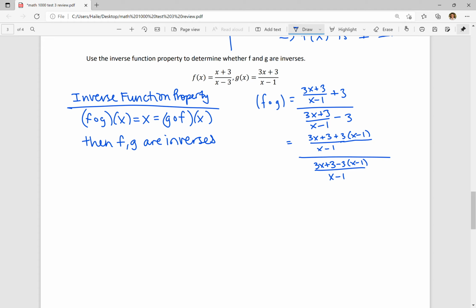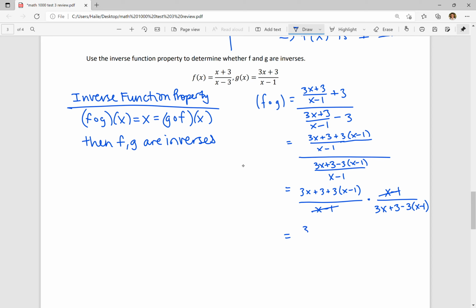Okay, so let's divide these two fractions. So we have (3x plus 3) times (x minus 1), all over (x minus 1). And for that bottom fraction, we can flip and multiply. So we'll have (x minus 1) over (3x plus 3) minus 3 times (x minus 1). The x minus 1's cancel out because we have one on the top and one on the bottom.